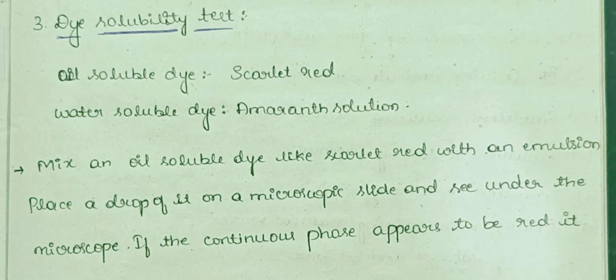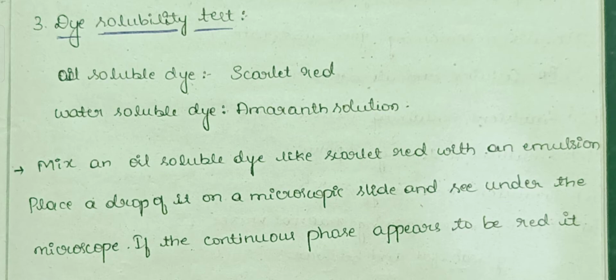If the continuous phase contains the oil, the oil soluble dye will get solubilized in that and it will show the color, which confirms that the continuous phase contains the oil. But if the continuous phase or external phase contains the water, then the water soluble dye will get solubilized in that one. It confirms that oil in water type of emulsion is there.